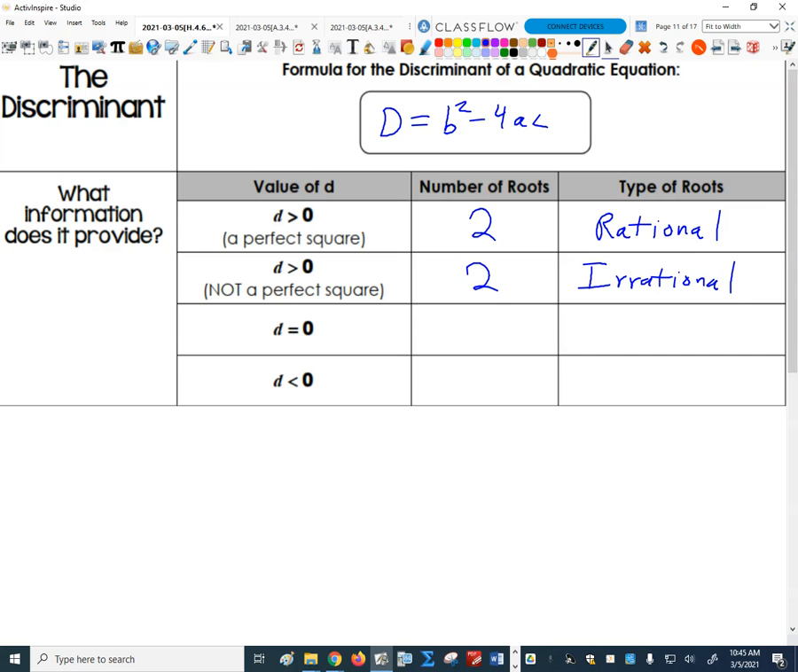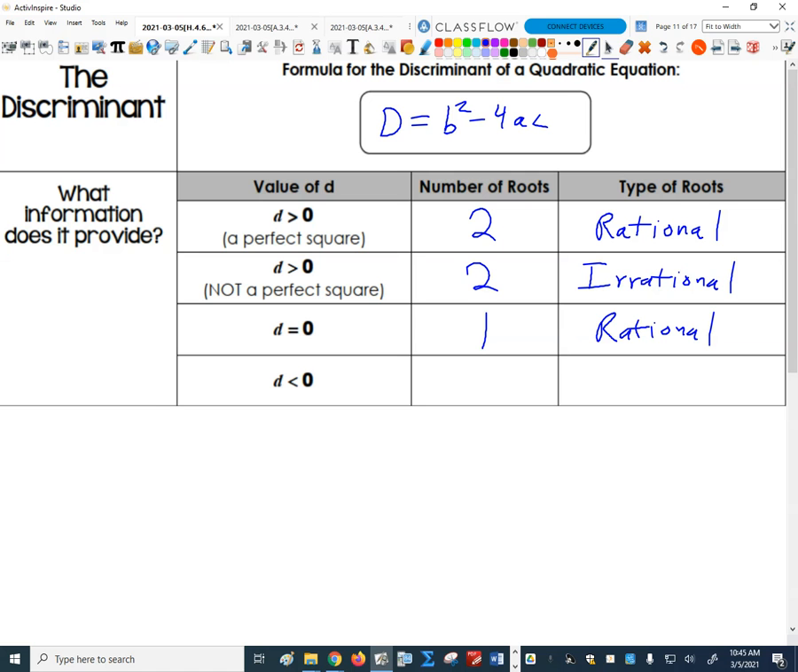What if D is equal to 0? Hold up fingers. How many roots do we get? 1. Okay, good. We get 1, and it is going to be rational, isn't it? Because there's no longer a square root.